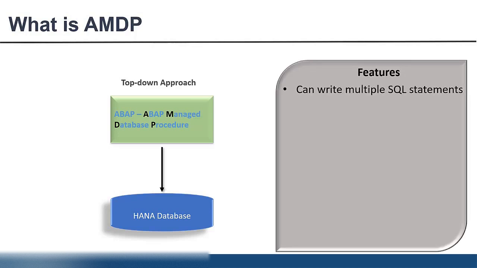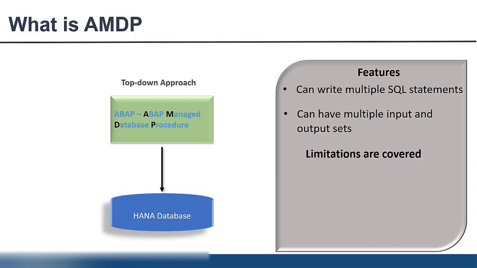So what are the advantages of AMDPs? You can write multiple SQL statements in AMDPs. You can have multiple input sets and multiple output sets with AMDP. That means limitations of CDS views are covered in AMDP. At the same time, limitations of the bottom-up approach are also covered in AMDP. For example, the first limitation of the bottom-up approach is transportation.